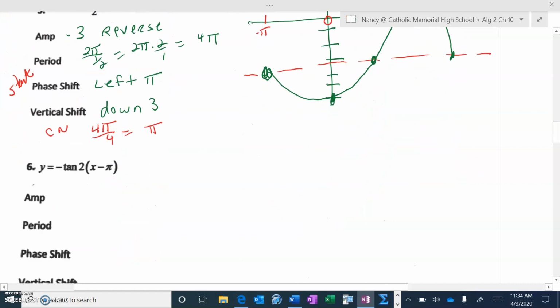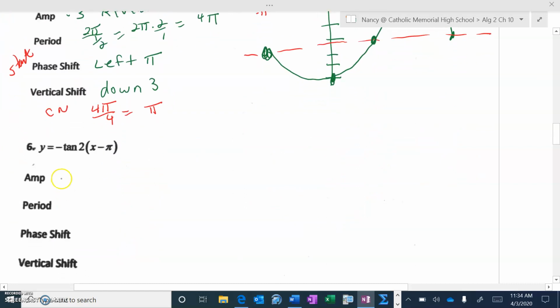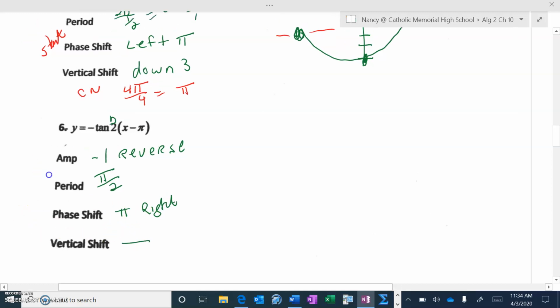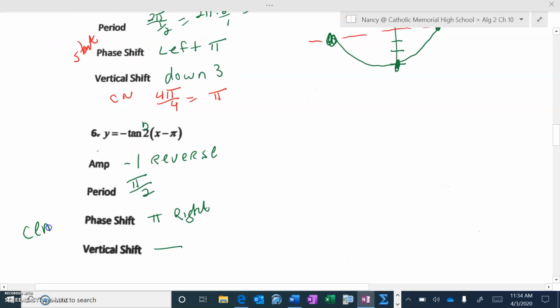Okay, so we're going to look at a tan graph. This tan graph has -1, so it's a reverse tan graph. This is your B. Remember, the period for the tan is pi divided by B, not 2 pi like the cos. This does have a phase shift. It's pi right, and it has no vertical shift. So remember, in the tan, this is not your starting point like it is for the sine and the cos. That is your center. So pi is going to become my center.